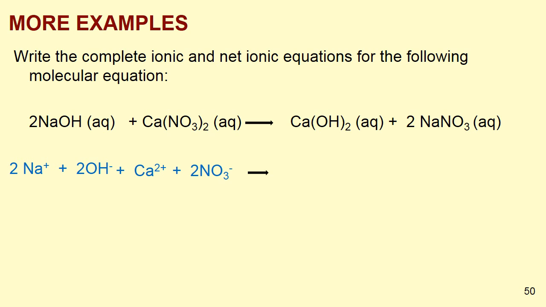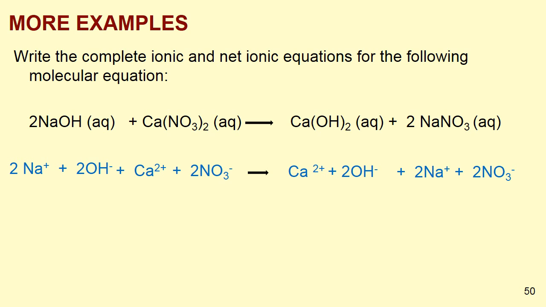On the right-hand side, again, the calcium hydroxide breaks apart because we see the AQ after it. So calcium 2+ plus 2 OH negative. And then the 2NaNO3 breaks apart. And remember again that the 2 distributes, so we have 2Na plus 2NO3 negative.